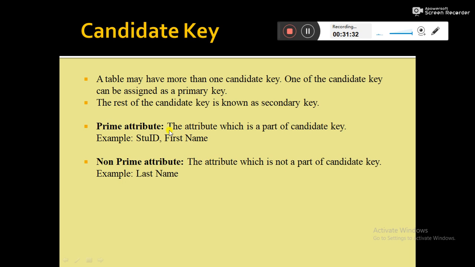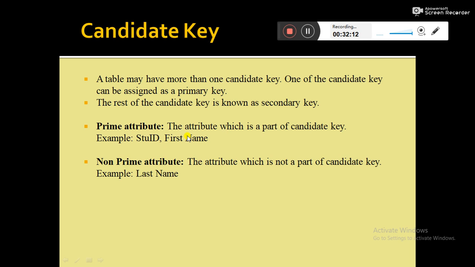Next, the topic is the prime attribute. The attribute which is a part of a candidate key is known as a prime attribute. Suppose the relation has stud ID, first name. Assume that this is the candidate key, for example. Though stud ID, first name is not a candidate key in my previous example, for the sake of example, assume that.